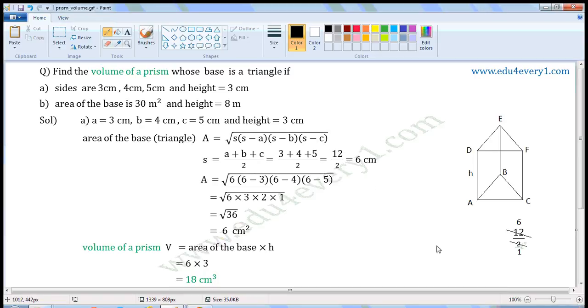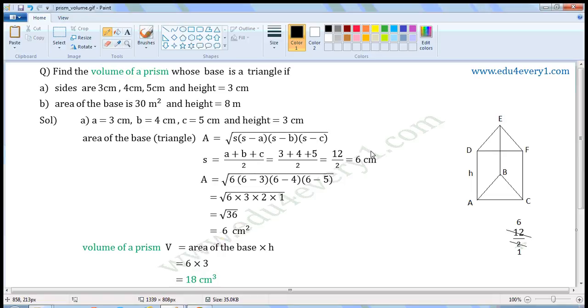Let us simplify these two in the rough work. Common factor of 12 and 2 is 2. Divide both of them with common factor. When we divide 12 with 2, we get 6. When we divide 2 with 2, we get 1. The values left are 6 by 1, which is equal to 6. So s is equal to 6 centimeters. The units of a, b and c are centimeters, so units of s will be centimeters.